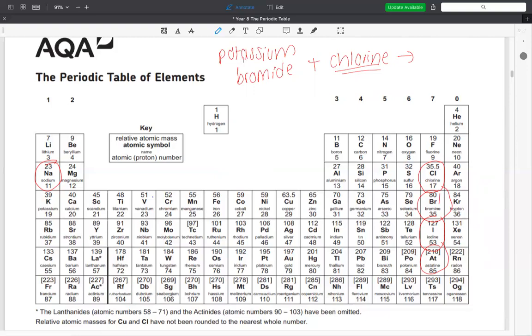So again, potassium, remember, it's not loyal, so it's going to want to be with the most reactive element. So it's going to join the chlorine. So it's going to form potassium chloride, and then poor bromine will be left by itself because it's not as reactive and not as cool. So that is another example.